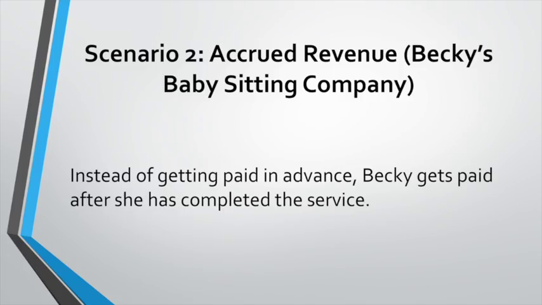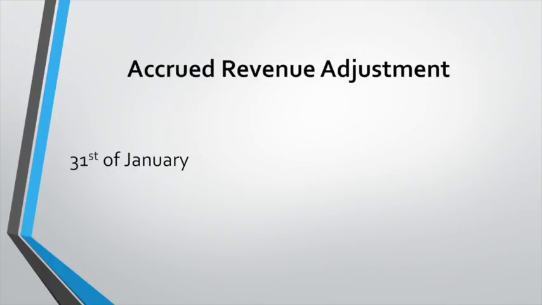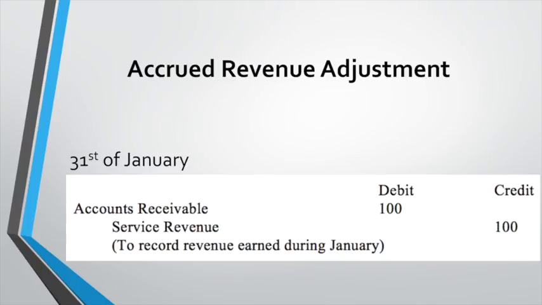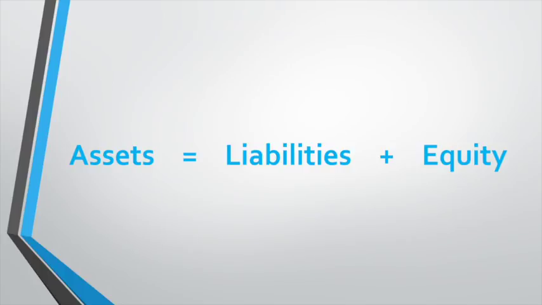Now let's have a look at accrued revenue in scenario 2. Let's say that instead of getting paid before she has provided the service, she gets paid at the end of every month, but Tyler does not pay her until the 15th of the next month. This means that under the accrual basis, she must record the revenue in the period in which it was earned. As a result, the following entry is made. She must debit accounts receivable for $100 and credit service revenue. This entry increases accounts receivable and service revenue by the same amount, $100 each.